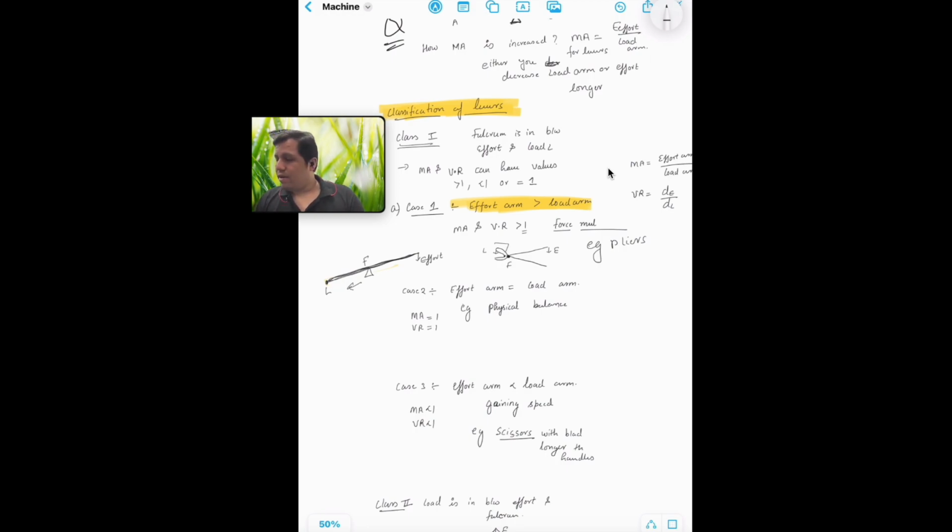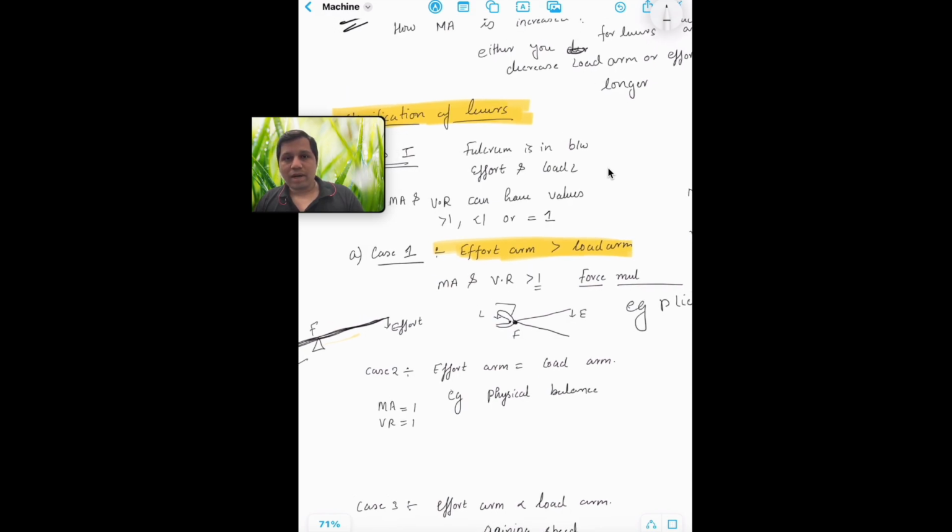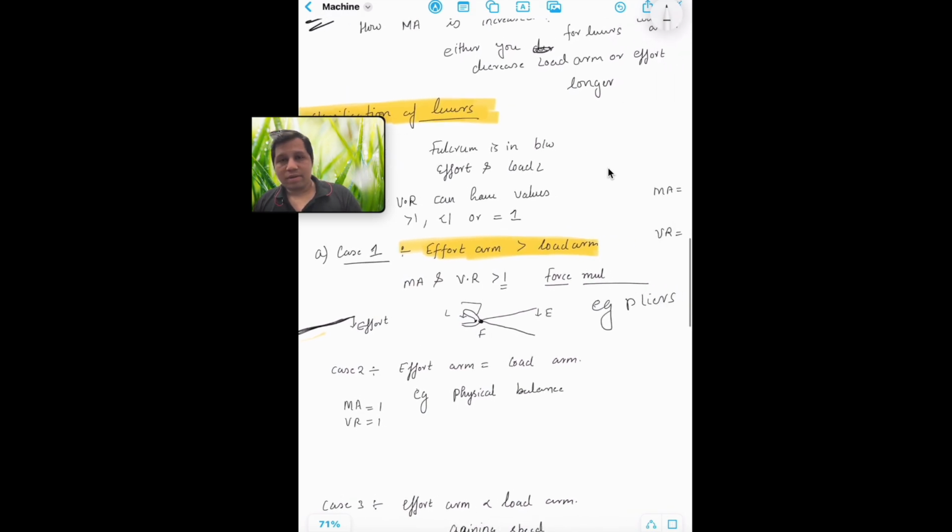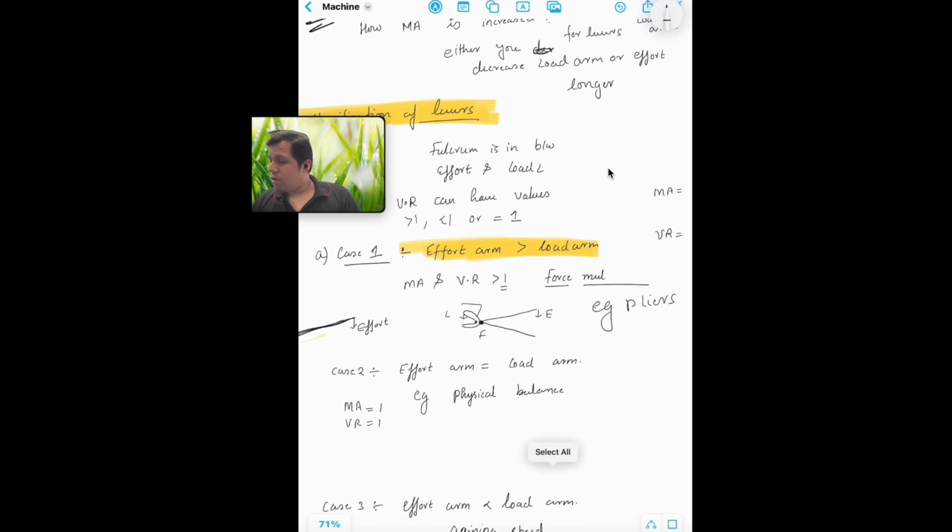I think you can see it better now. And you have a longer effort arm. So those pliers are like this, where you have a longer effort arm. You hold it like this, and you cut it like this. So this gives you a mechanical advantage greater than one.